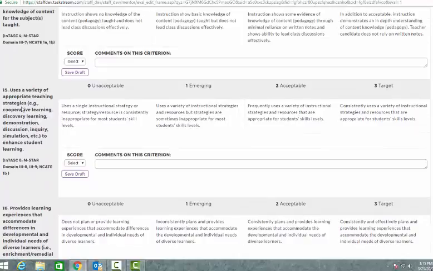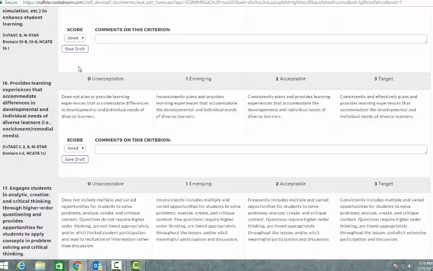Uses a variety of appropriate teaching strategies. Cooperative learning, that's where we usually come with my second formal. I like to see a good cooperative learning project, or sometime in May, or sometimes even the summative. I like to see projects like that. Can you do a good job with that? Inquiry, simulation, after that. Provides learning experience developing individual needs and diverse learners.